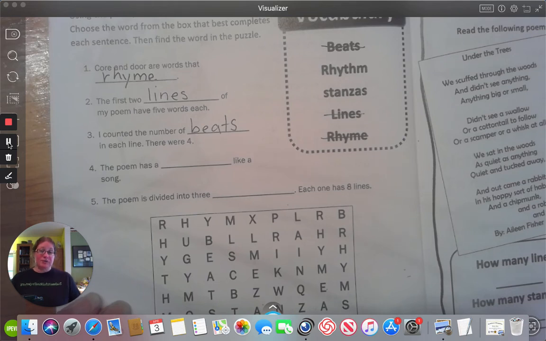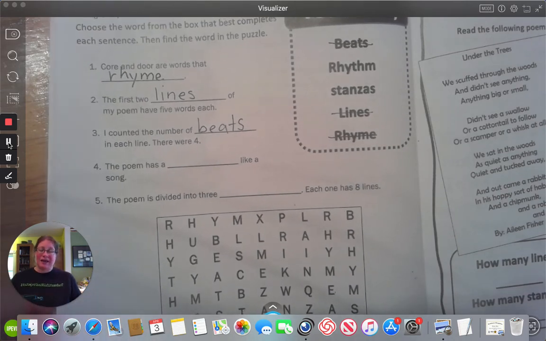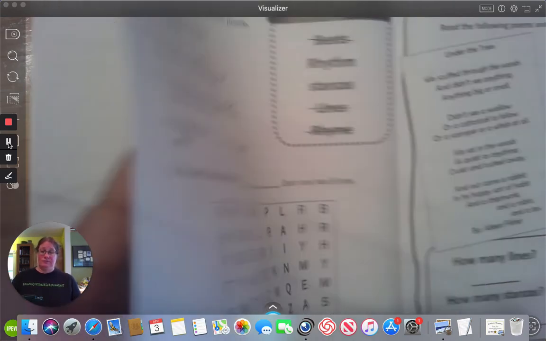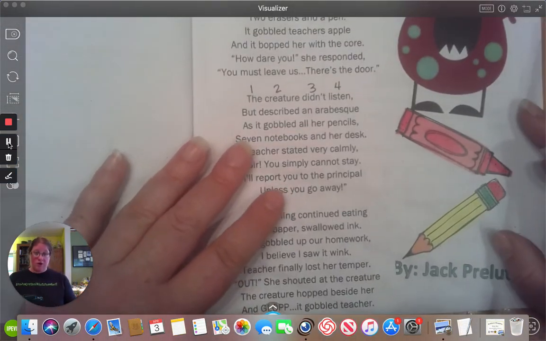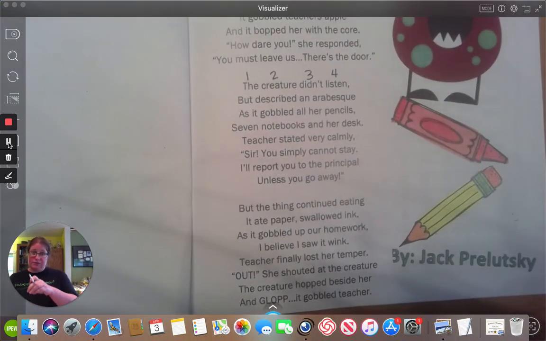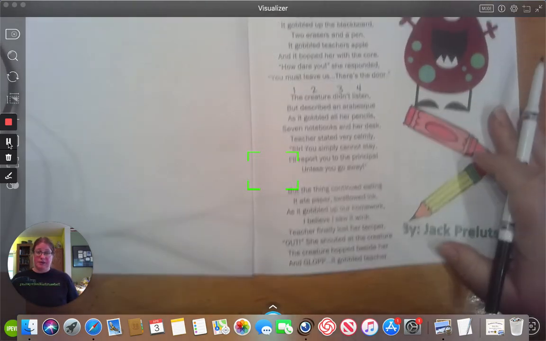I'll go ahead and read number 5 as well for those that are working ahead. The poem is divided into 3 blank. Each one has 8 lines. That one we can actually go back and circle our evidence. Remember, a line is a single, almost sentence. I'm going to back that up so you can see.